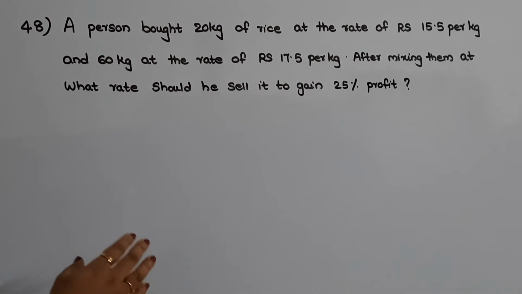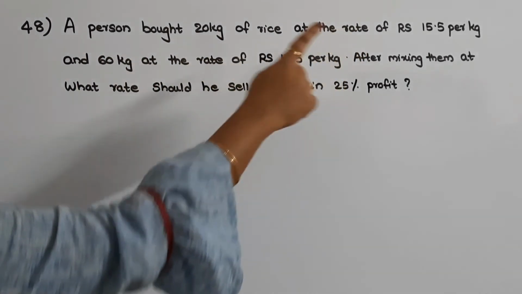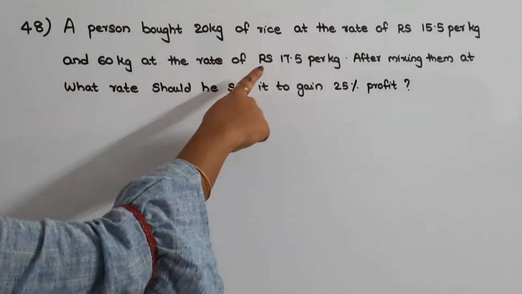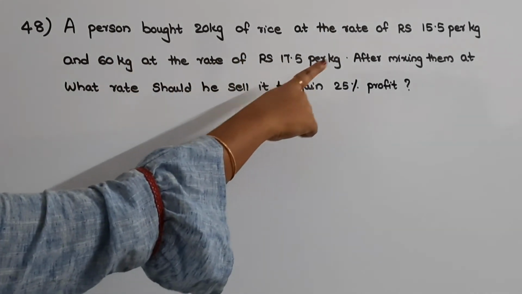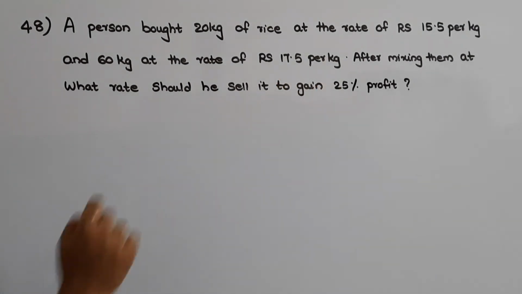The next question is, a person bought 20 kg of rice at the rate of rupees 15.5 per kg and 60 kg at the rate of rupees 17.5 per kg. After mixing them, at what rate should he sell it to gain 25% profit?